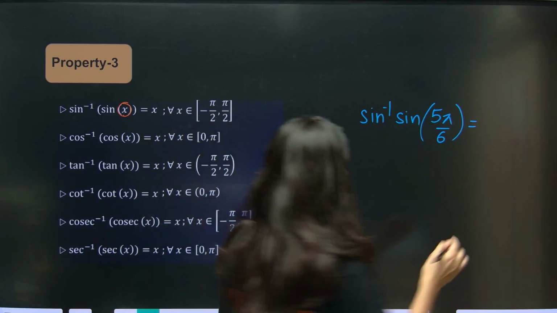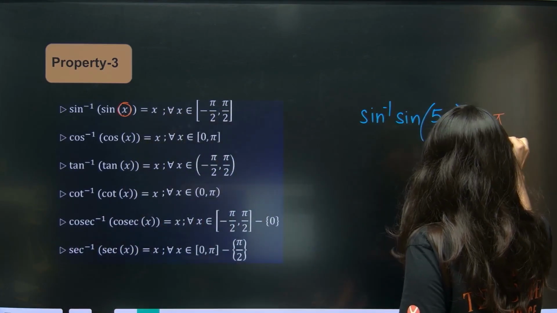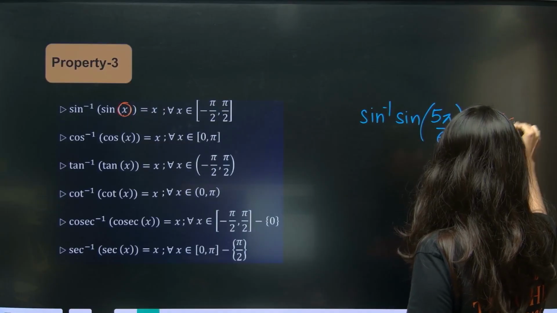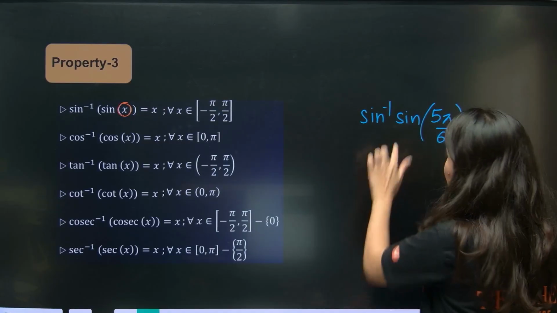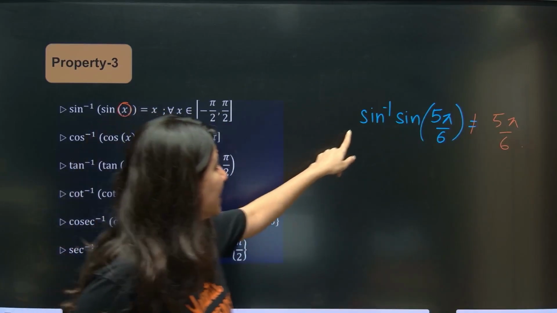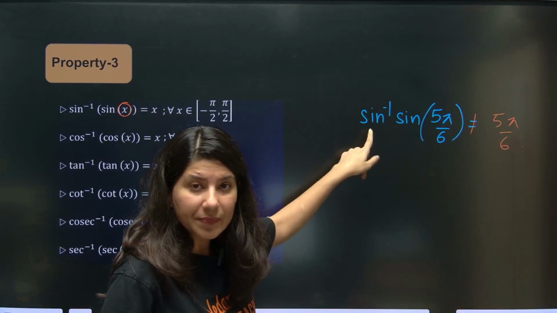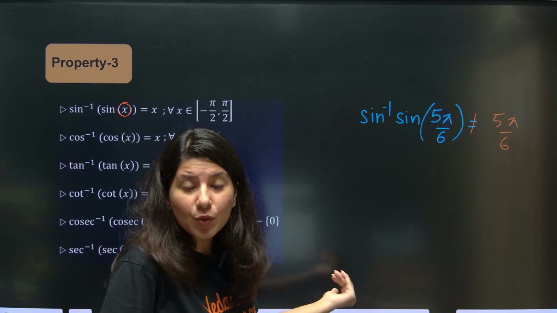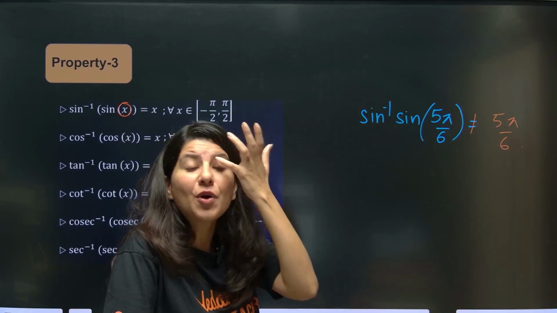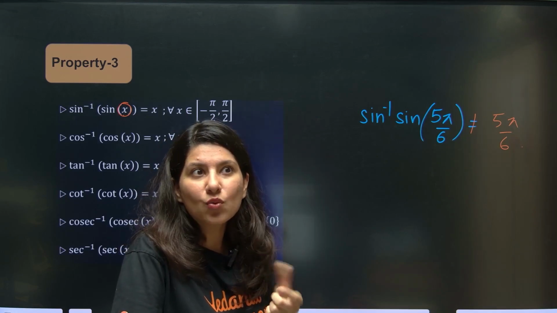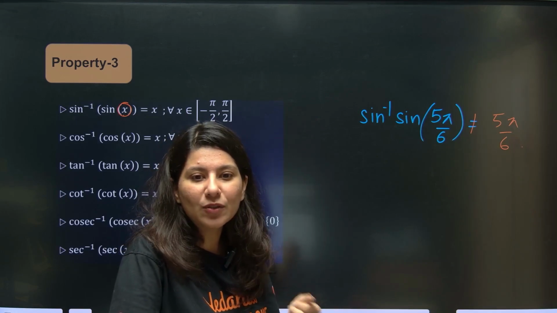You can't write 5 pi by 6. Sorry, you can't write 5 pi by 6. First of all, why, ma'am? Why can't we write 5 pi by 6? Because the sine inverse over here can only give output either in the first or fourth quadrant. Remember, y is equal to sine inverse x. What is the range? What is the output? Ma'am, minus pi by 2 to plus pi by 2.